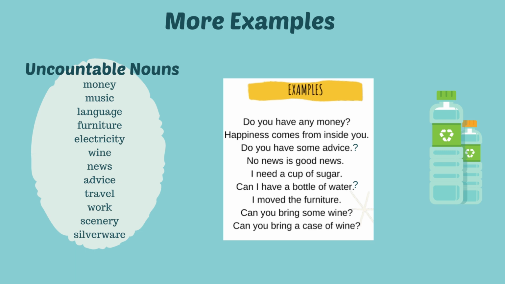Silverware is uncountable. More examples are, do you have any money? Happiness comes from inside of you. Do you have some advice? No news is good news. I need a cup of sugar. Can I have a bottle of water? I moved the furniture. Can you bring me some wine? Can you bring a case of wine?